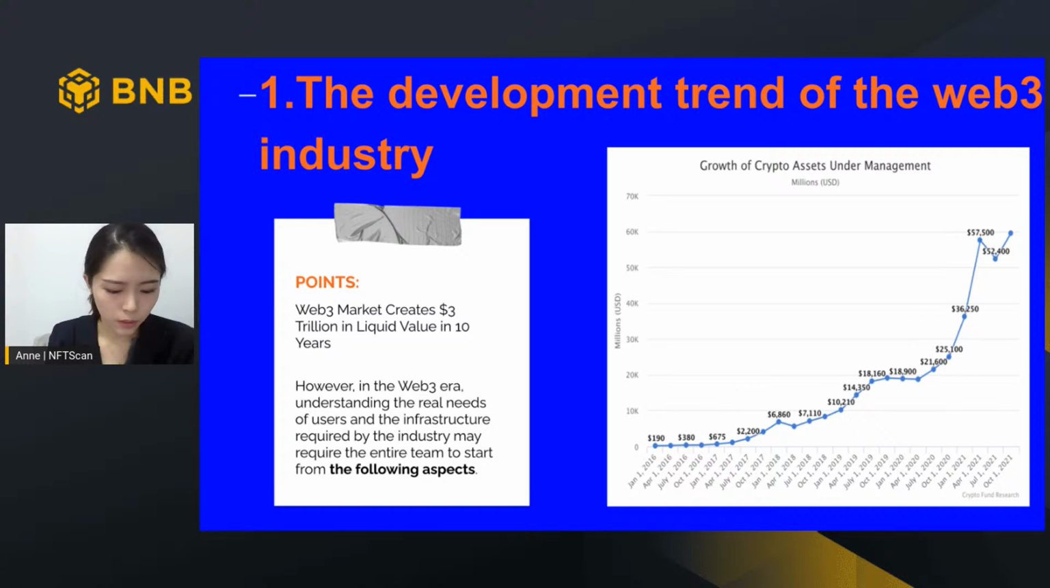Since the outbreak of Web3, everyone is talking about NFT, DeFi, GameFi, etc. The demand for jobs in the Web3 industry has also expanded by 400%. And the Web3 market has created a liquid value of 3 trillion in 10 years, which is comparable to the total value of startups invested in by traditional investment funds. If you don't believe it, you can look at this chart. From 2020 to 2021, the number is rising in an amazing way. The chart is from Crypto Fund Research. Those data and what's happening around us make us feel that the era of Web3 is coming.